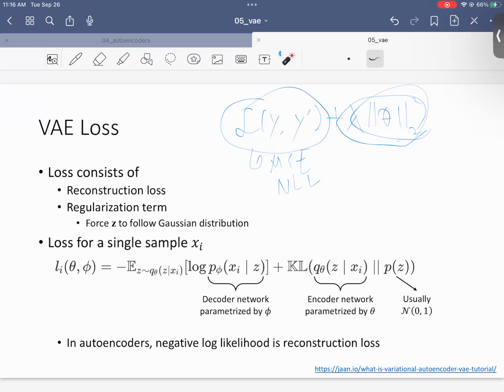Was there a question from Aldo? Could we do clustering with data with an unknown label using a VAE then?